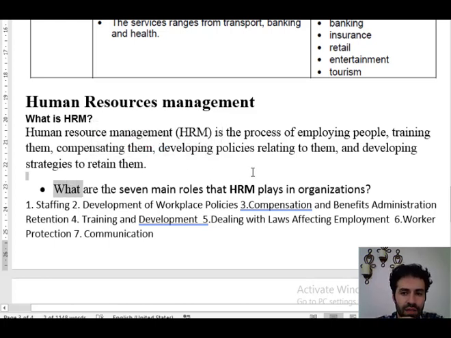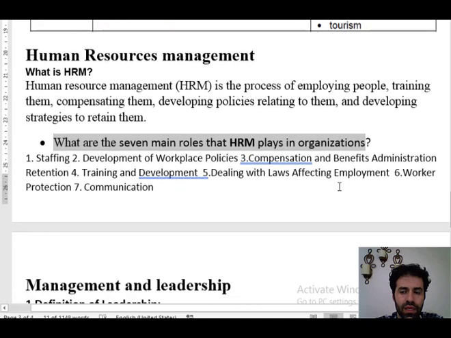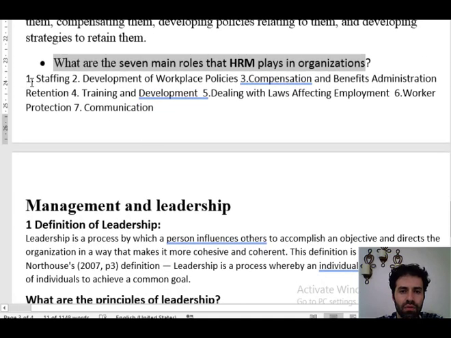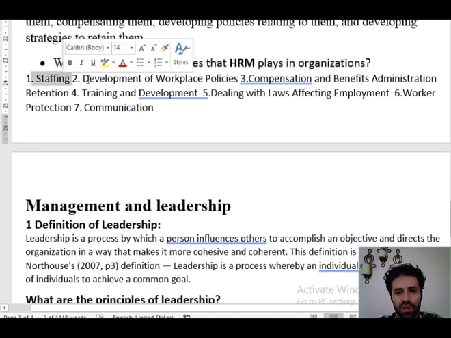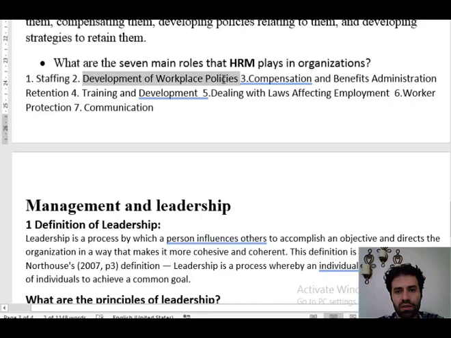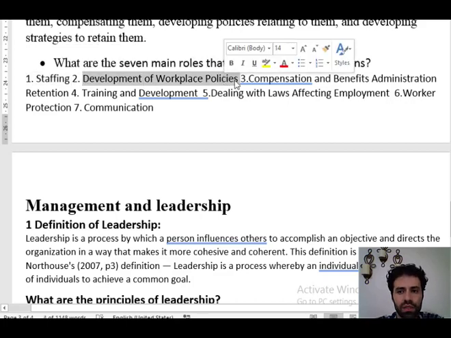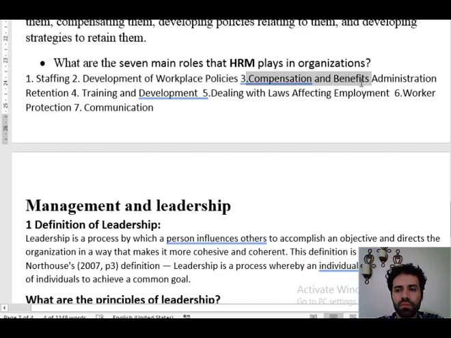So what are the 7 main roles of HRM in the organization? Number 1 is staffing, which is hiring workers; number 2, development of workplace policies; number 3, compensation and benefits administration; number 4, retention; number 5, training and development; dealing with laws affecting employment and worker protection is number 6, and communication is number 7.